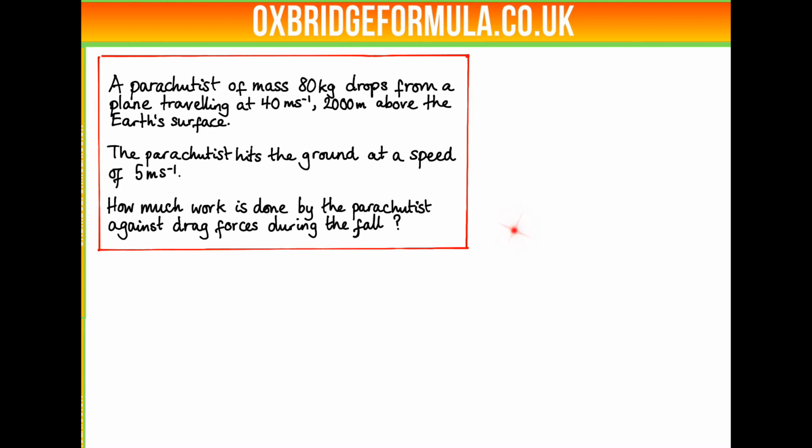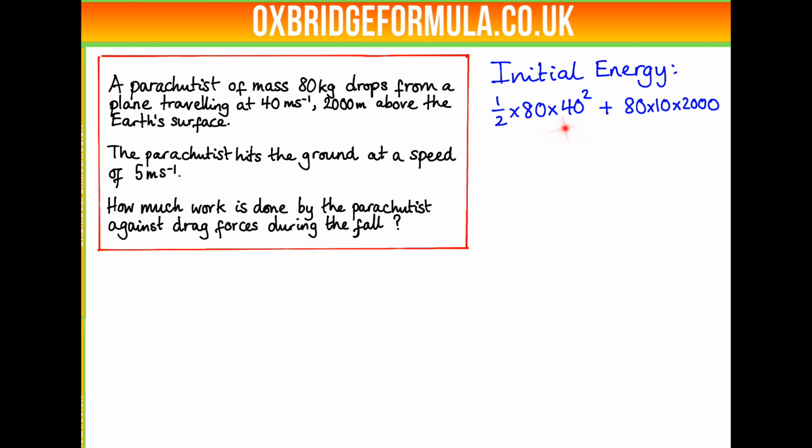Well, the information we do know is the height they start at, the speed that the parachutist begins with, and then the speed that they end with. So because this is an energy question, it might be useful to know the energies before and the energies after, and then any discrepancy will be due to the drag forces. So the initial energy is half times 80 times 40 squared, so this can be the initial kinetic energy, plus 80 times 10 times 2000, so the gravitational potential energy. And then the final energy is half times 80 times 5 squared.